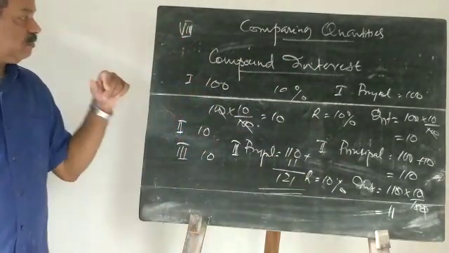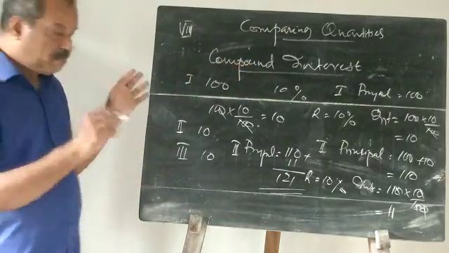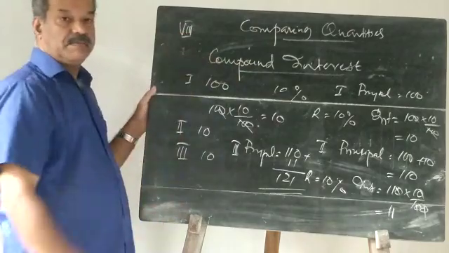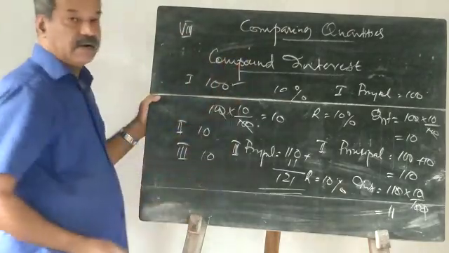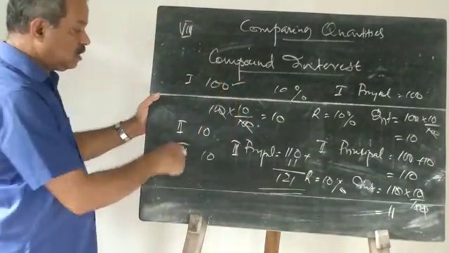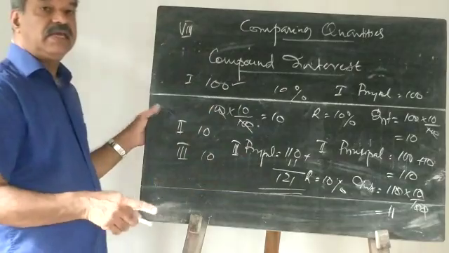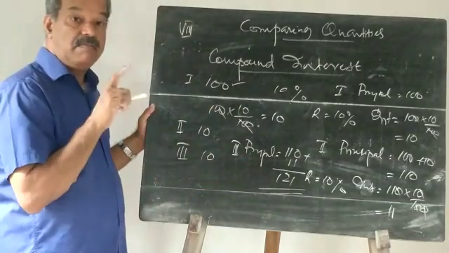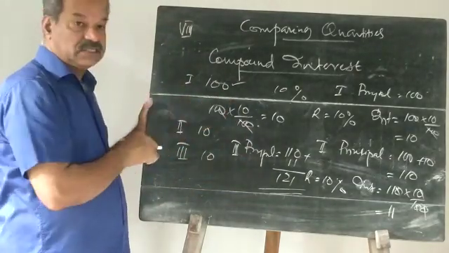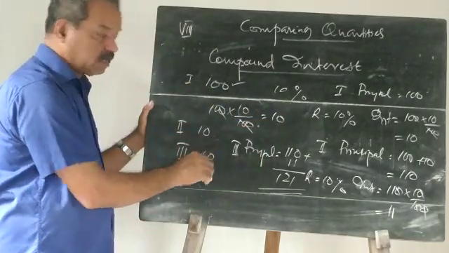What is the difference from calculating interest by the simple interest method? In the simple interest method, there is no change in the principal. First year 100, second year same principal 100, third year same principal, fourth year same principal, and every year he gets the same interest: first year 10, second year 10, third year 10, and so on.